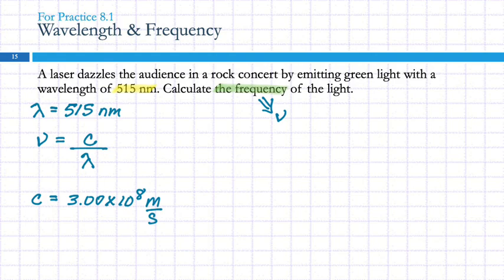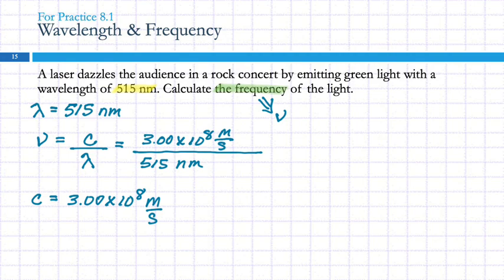So this is an equation that allows me to calculate frequency, right? So I want the speed of light in the numerator, 3.00 times 10 to the 8th meters per second, and I'm dividing by the wavelength, 515 nanometers. Are the meters and nanometers going to cancel out? No, they're not.